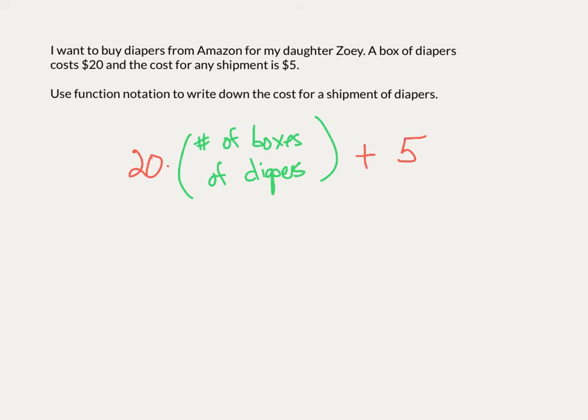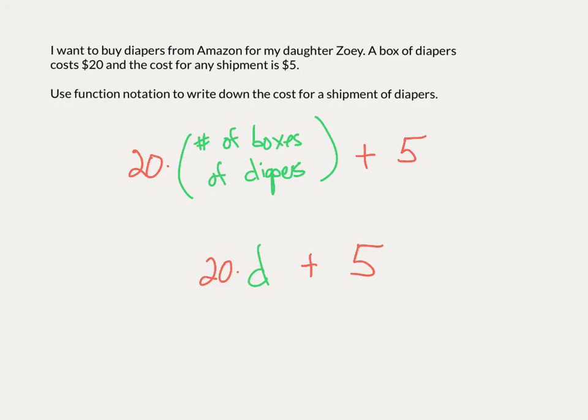Now, this is pretty cumbersome to write out, number of boxes of diapers. So instead of writing all of that out, I'm just going to use the letter D. So D is representing the number of boxes of diapers. Now, if I bring everything else down, I'm going to multiply D by 20, and then I'm going to add 5 to it. So I have 20 times D plus 5.